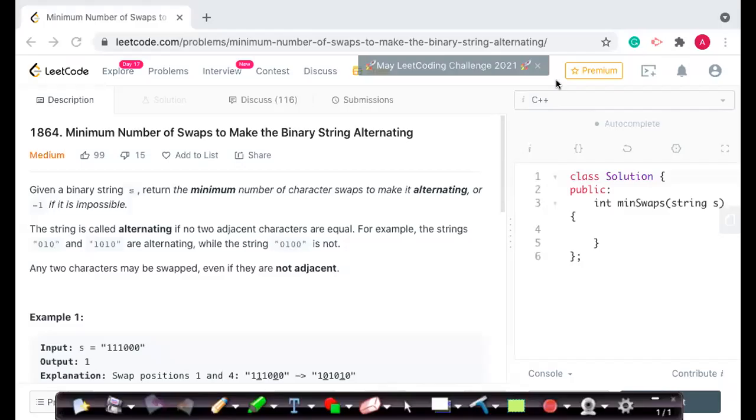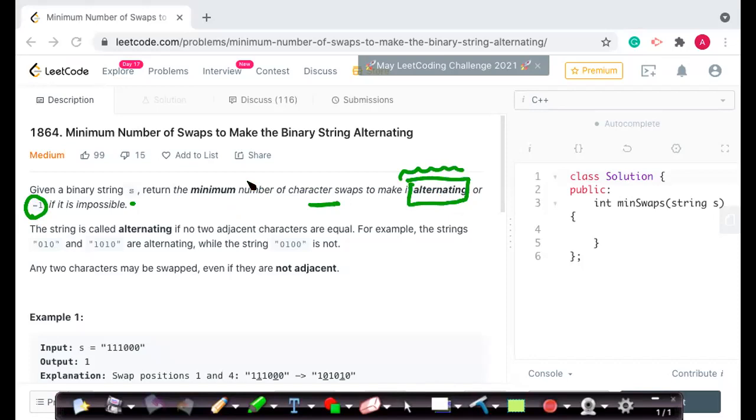Hello everyone, let's solve the second question of weekly contest 241, and the question is minimum number of swaps to make the binary string alternate. In the question you're given a binary string S and you need to return the minimum number of character swaps to make the string alternating. And if it is not possible for us to make the string alternating, then we need to return -1 in that case.